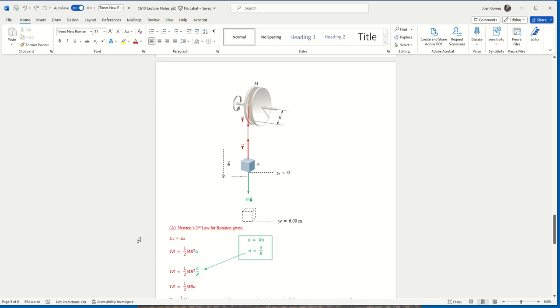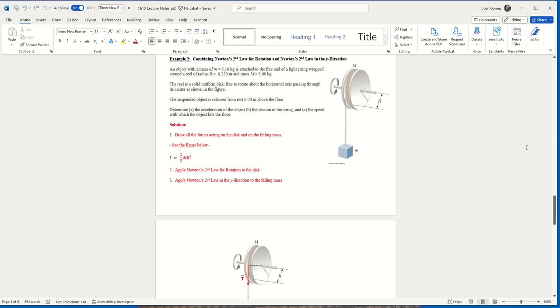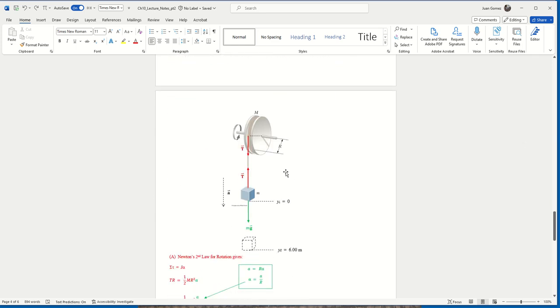There's a conservation of energy approach to this type of problem. We'll look at that next. But that's, again, Newton's second law for rotation and Newton's second law in the y direction applied to the falling mass. Let me go ahead and save this video and get it posted.